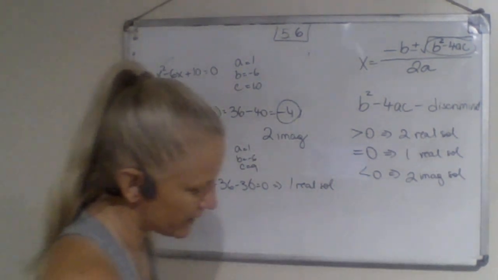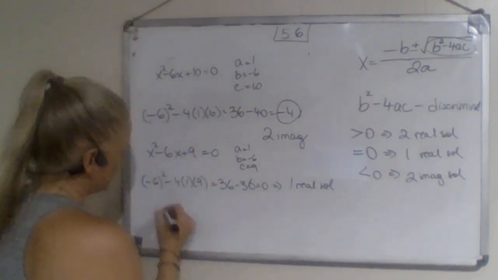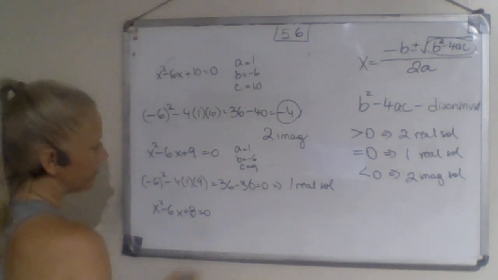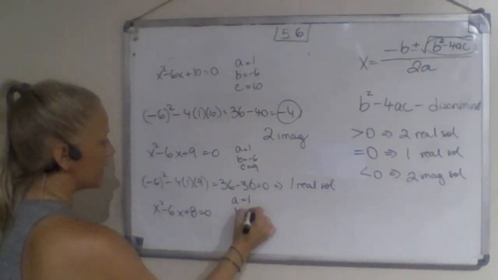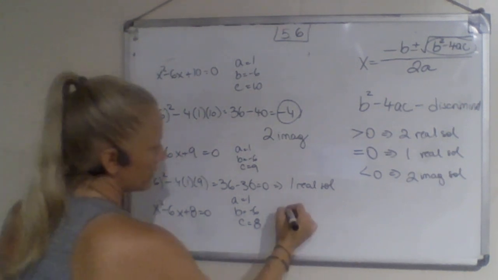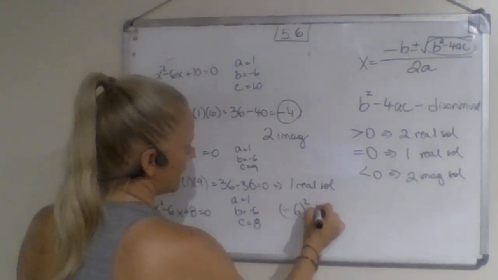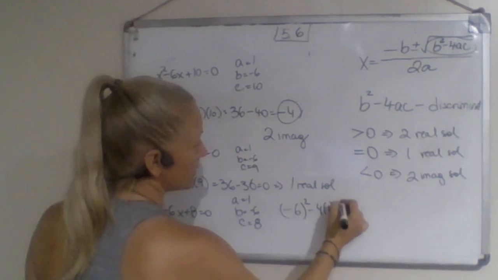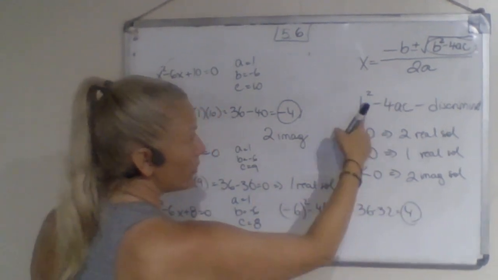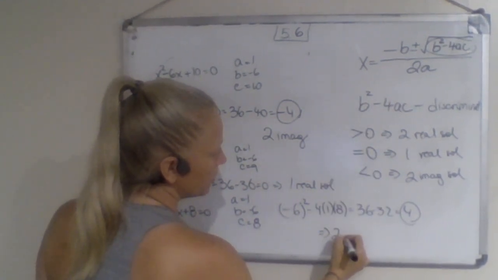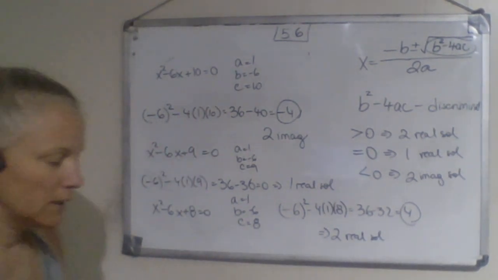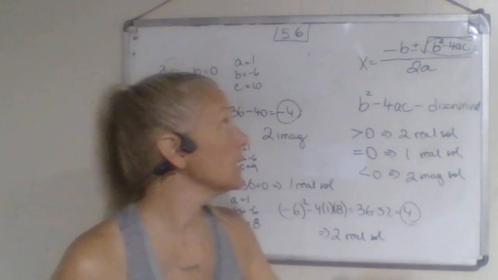The last one you can guess, it's going to be 2 real solutions. X squared minus 6x plus 8 equals 0. A is 1, B is negative 6, C is 8. My discriminant is negative 6 squared minus 4 times 1 times 8. This is 36 minus 32, which is 4. 4 is greater than 0, so I get 2 real solutions. So when they ask how many and what type of solutions, don't solve it.